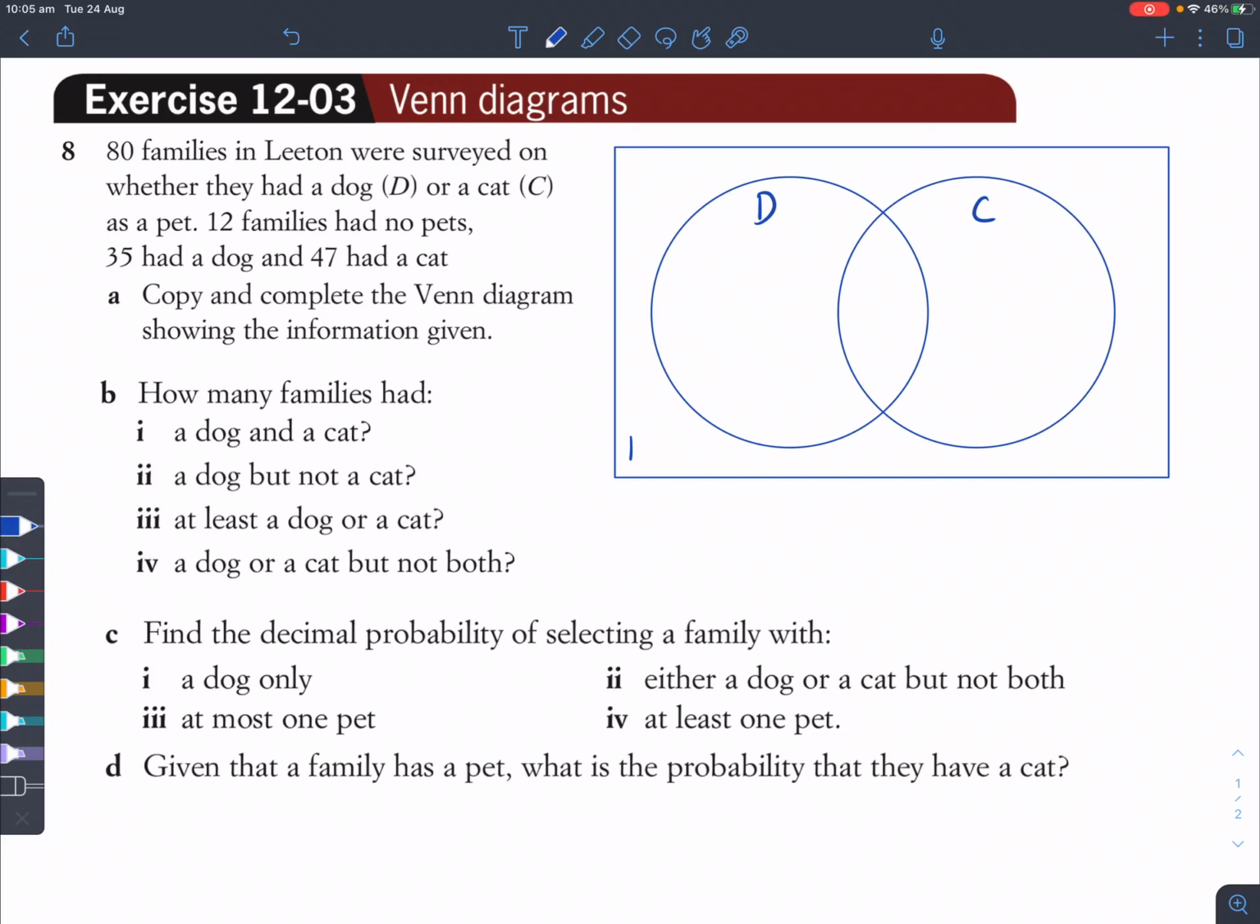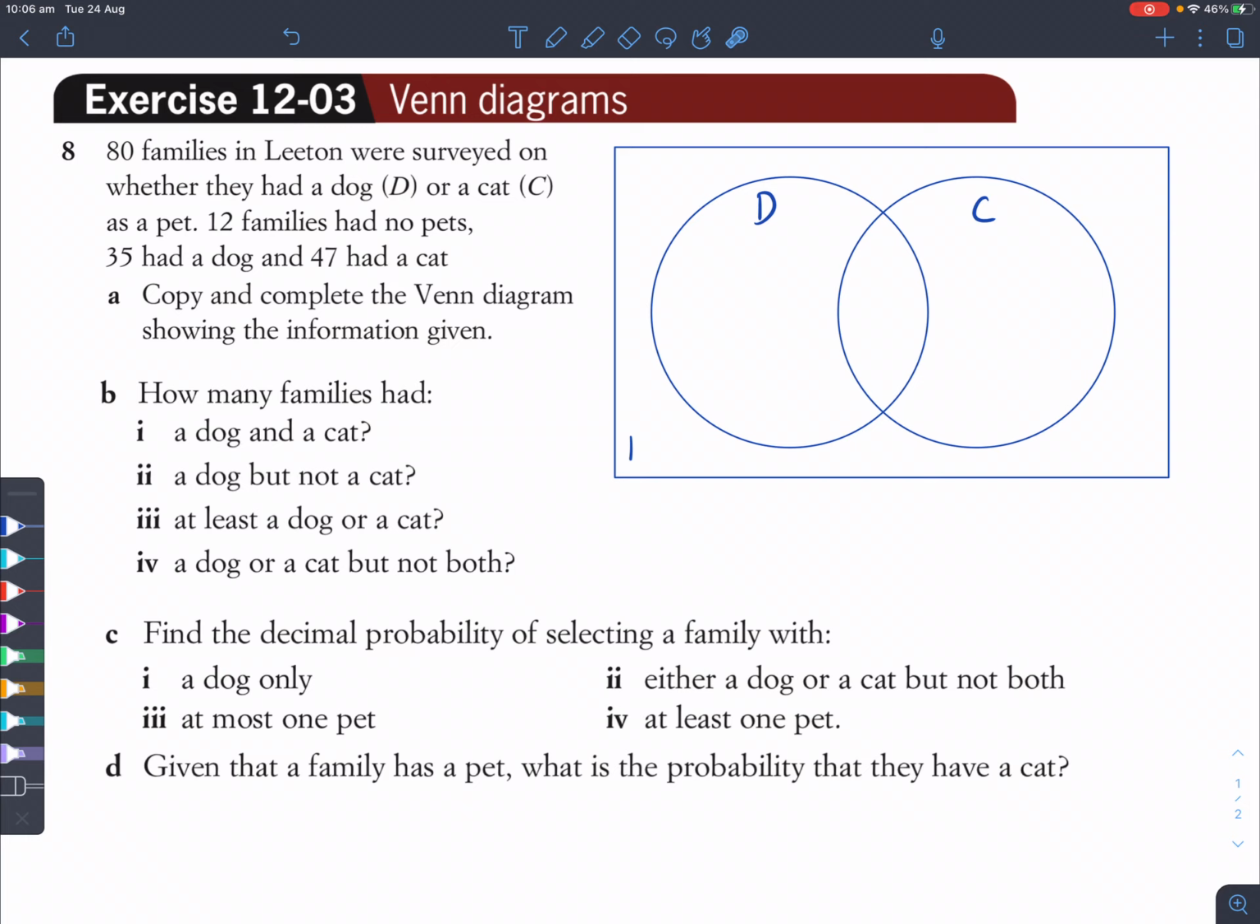Hi everyone, today's lesson is about Venn diagrams once again. We're looking at some harder questions to do with this concept, and we're starting off with question 8. So 80 families in Leeton were surveyed on whether they had a dog or a cat as a pet. 12 families had no pets, 35 had a dog, and 47 had a cat.